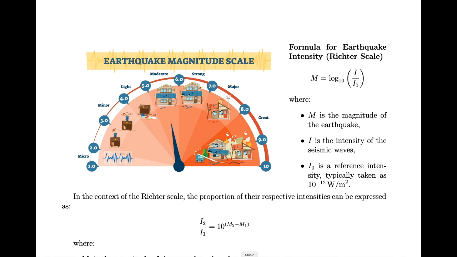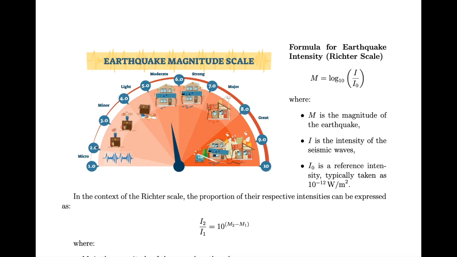Now we understand that each tick mark in the scale represents a tenfold increase. And so you can see here's an illustration where you have micro earthquakes here. Richter scale magnitude of 3 is 10 times stronger than 2. A magnitude 4 is 100 times stronger than 2. 5 would be 1,000 times stronger than 2. So each tick mark that you go through in the scale would be a tenfold increase.